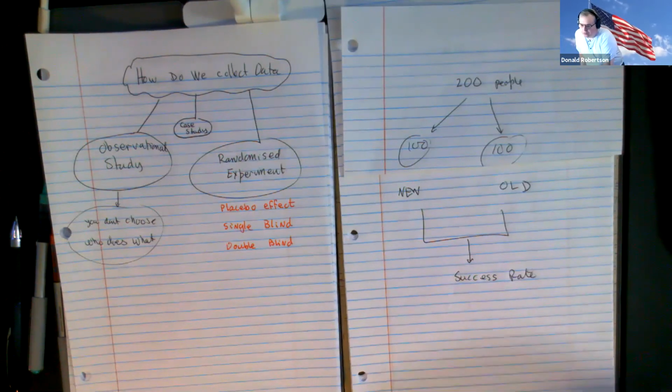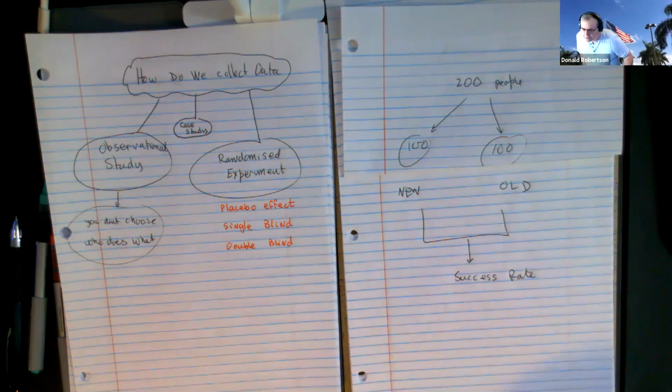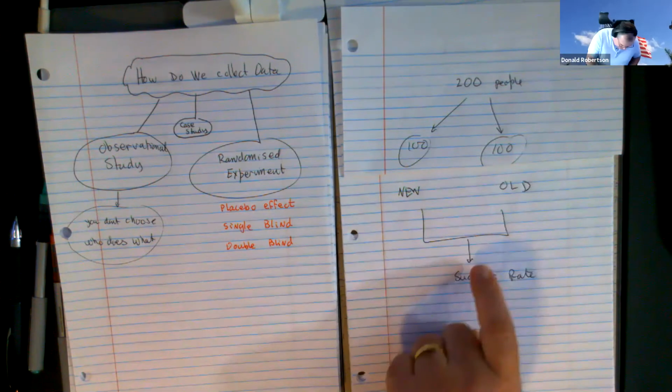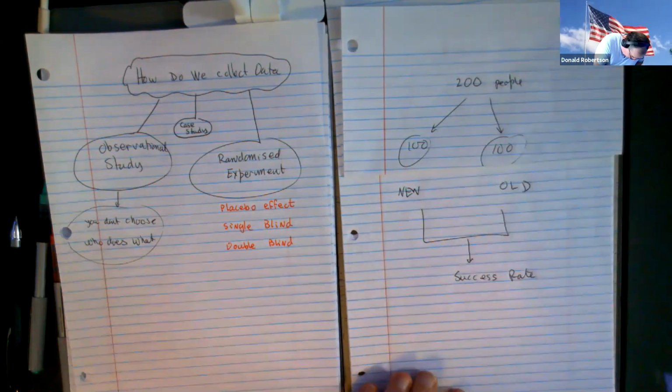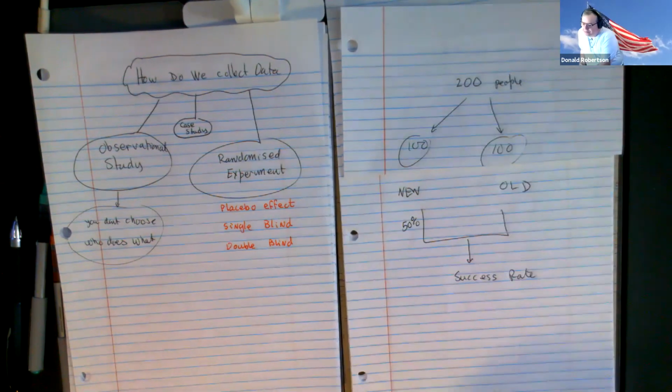So some of that 200 people are going to be really, really sick, right? And some of them caught it very early and they're at very early stages. But both groups, because it's random, are pretty similar. New treatment, old treatment, compare the results. Let's suppose in the new treatment, 50% of them are in remission.